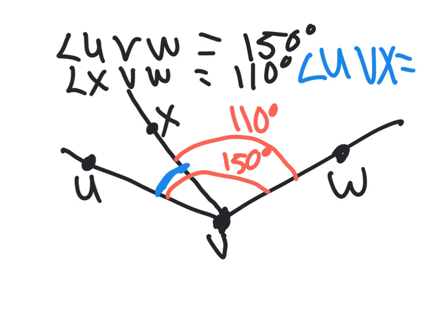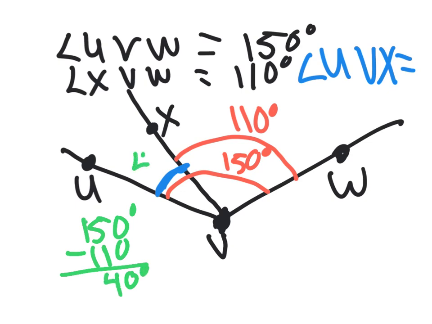Okay, welcome back. I hope you actually paused the video and not just being the silly goose going right through. Okay, we know we started with 150 degrees. We used 110 degrees, which leaves us 0 minus 0 is 0, 5 minus 1 is 4, 1 minus 1 is gone, which leaves us 40 degrees to be used right there. So 40 degrees is equal to angle UVX.